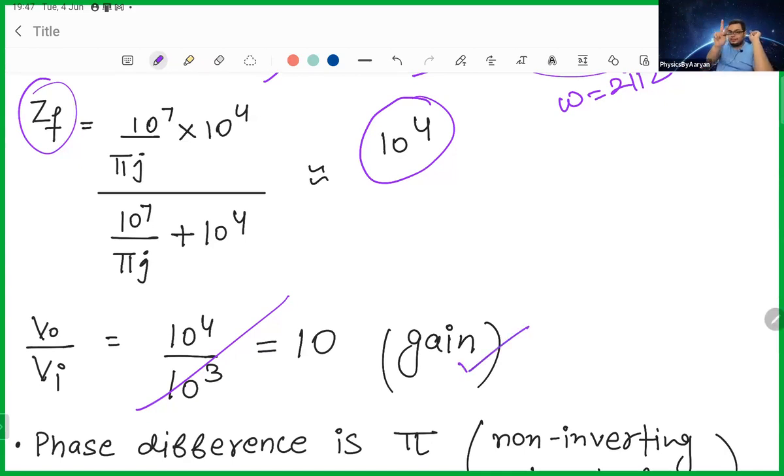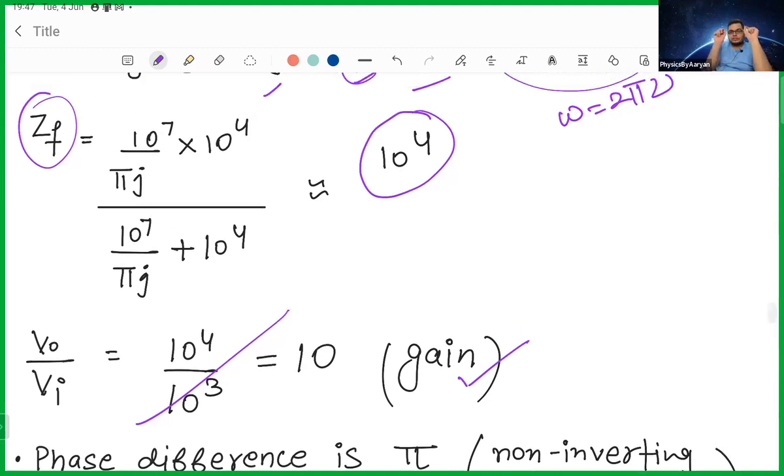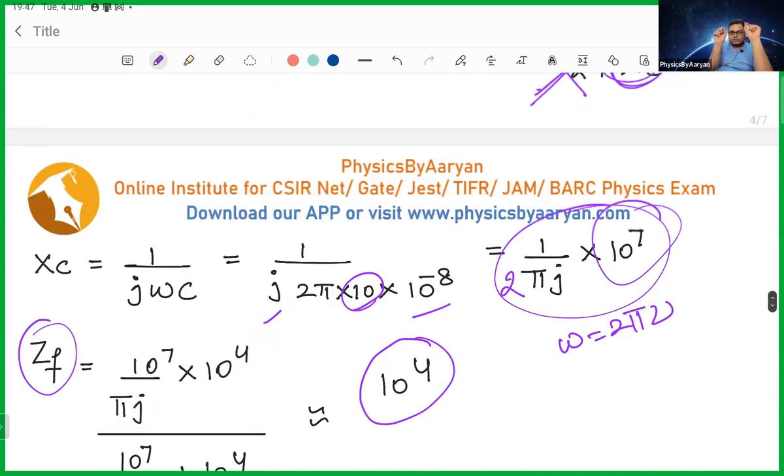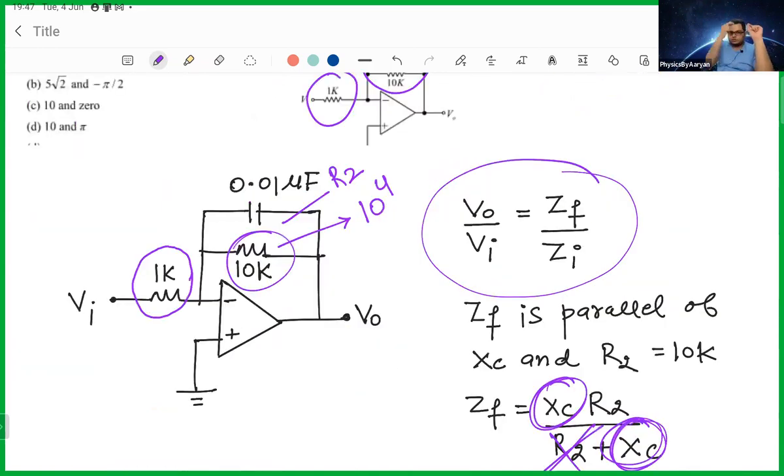And the phase difference is negative. Why am I saying that? I told you in the last class, because it's an inverting terminal, so it will invert. So if there is a negative sign, what is the phase difference in terms of angles? 180 degree, or you can say pi. Because if this side is positive, then this side is negative, which means they have an angle of 180 degree. So the phase difference is pi and the gain is 10.